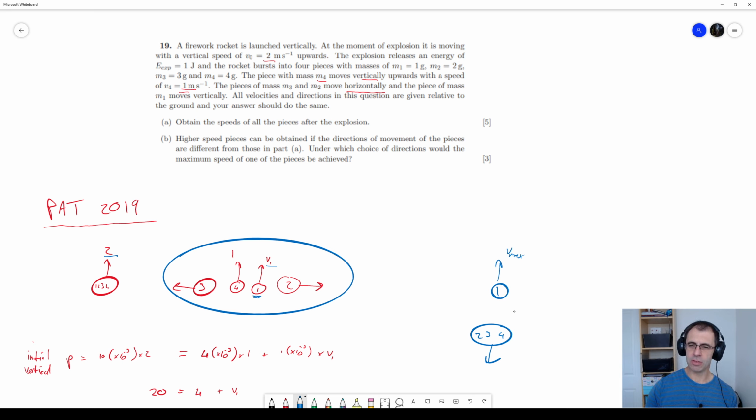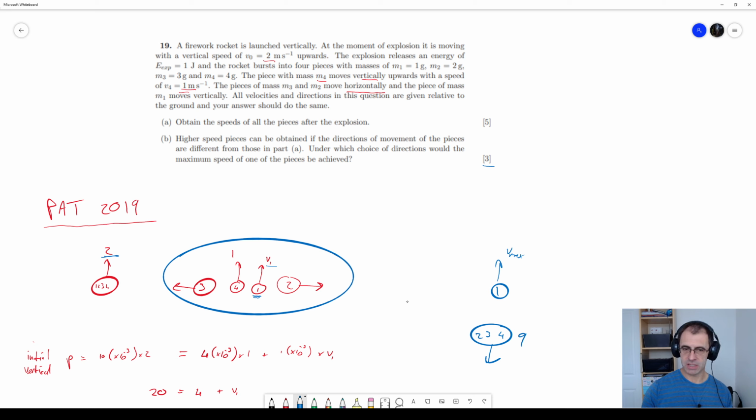So if you think about it, this has a total mass of 9 and this has a total mass of 1. So the 1 gram mass here will be traveling 9 times the velocity of the others away from the center of mass, which is already going upwards at 2 meters per second. So that is the arrangement that is going to get us that maximum speed. How you kind of describe that in some detail for 3 marks, I'm not really sure.